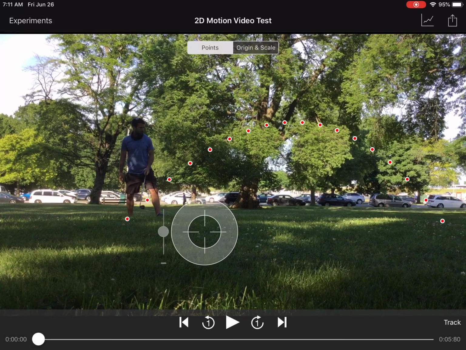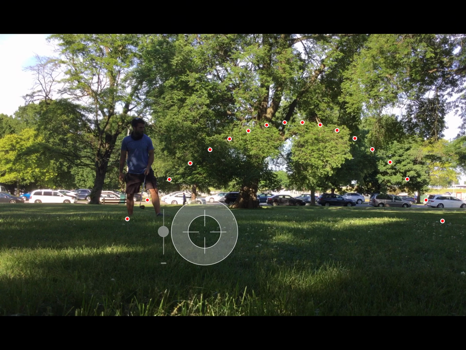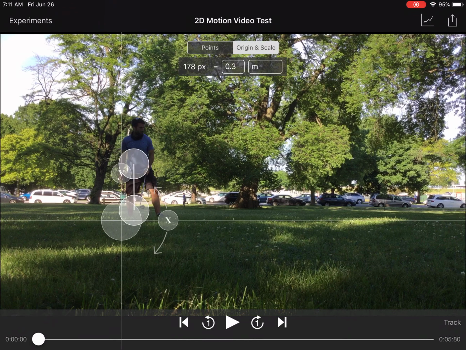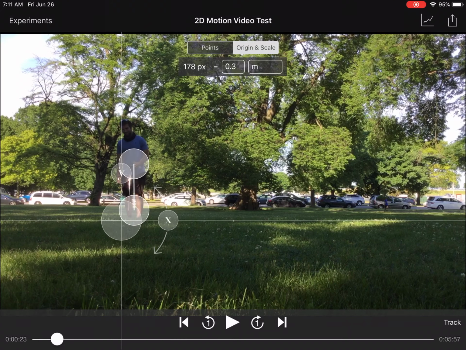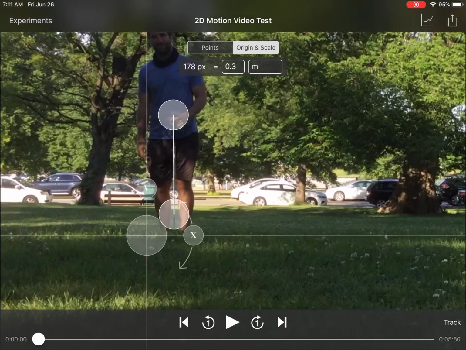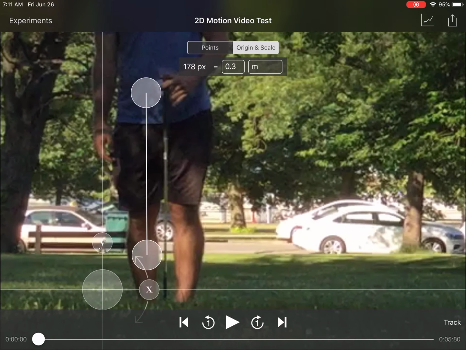So there's my data points for it. The data points are kind of hard to analyze with a dot diagram because there's motion in two dimensions, so I'll let the graph do that for me. For my origin and scale, I didn't take a meter stick or a ruler out there, so if I rewind to the beginning and zoom in, you'll actually see that my scale is the golf club itself.